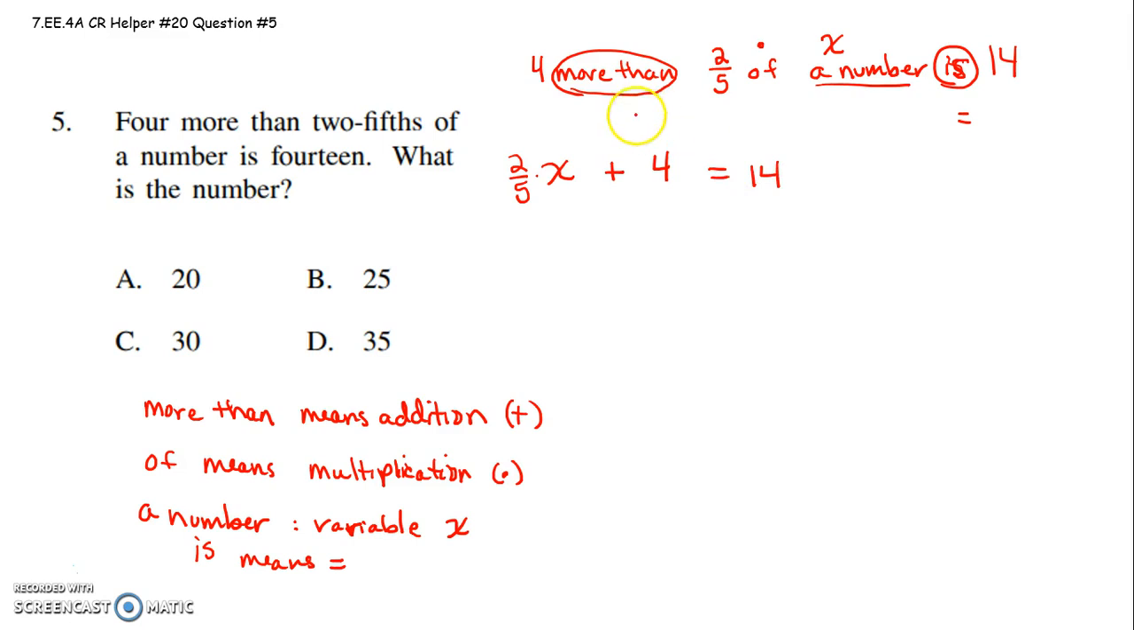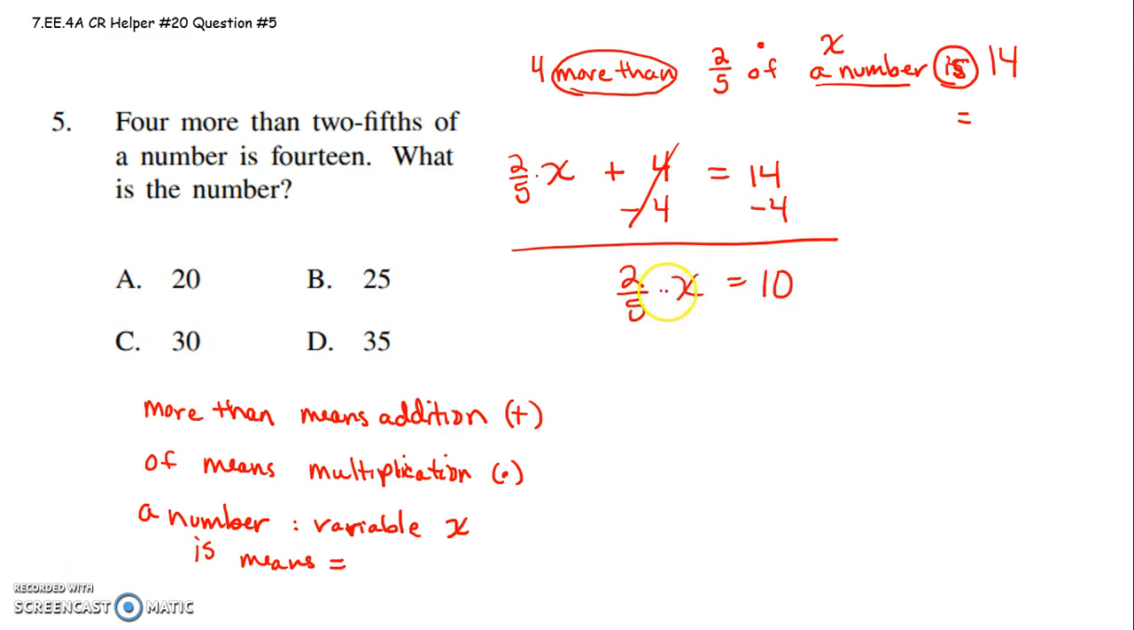Based on the commutative property, if it's the words more than, you don't have to reverse the order. But be careful, because if it's less than, you definitely have to reverse the order in which you write the statement. All right, so 2/5 times X plus 4 equals 14. I'm going to solve this two-step equation. I'll subtract 4 on each side of the equal sign. 4 minus 4 zeros out, so I have 2/5 times X equals 14 minus 4, which is 10.